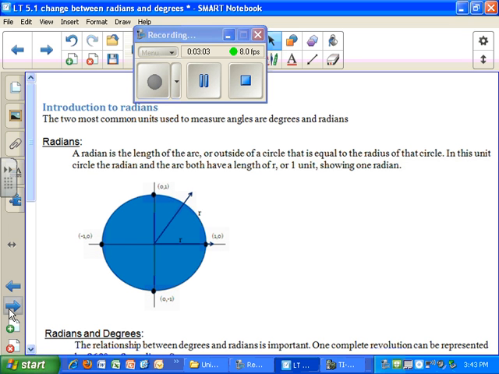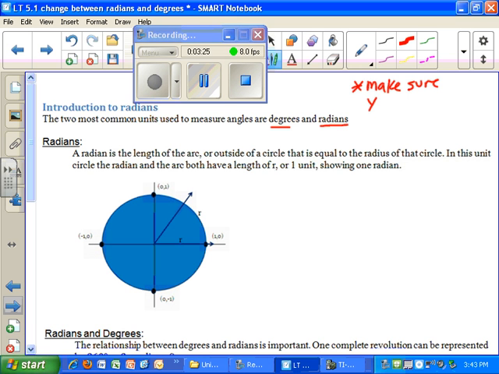So an introduction to radians. The two most common units used to measure angles are degrees and radians. And it is going to be important that as you do some of these calculations and you're using your calculator, that your calculator is set to the right mode. So I would always make sure your calculator is in the right mode.